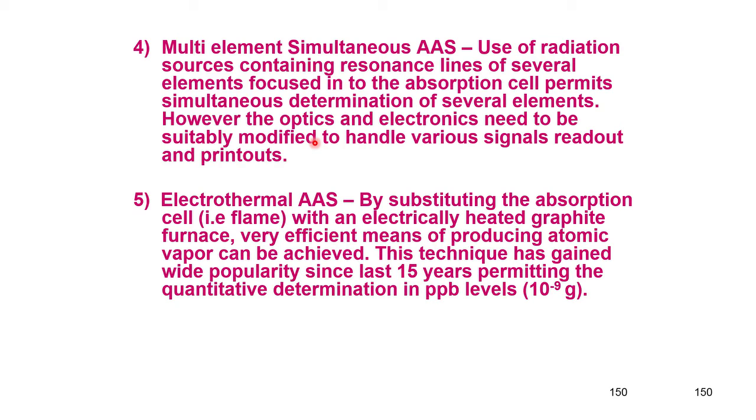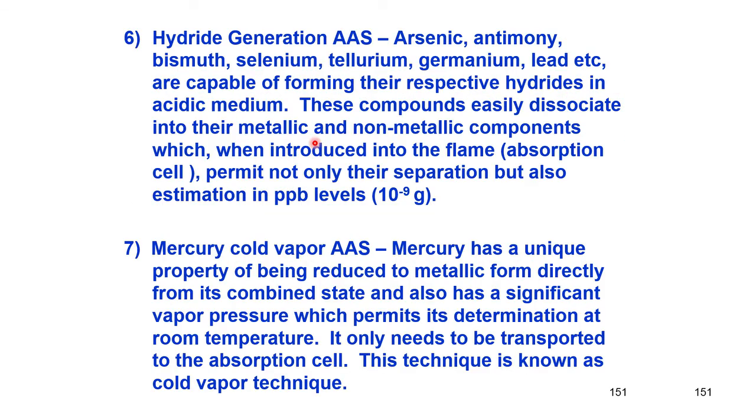This technique has gained wide popularity in the last 15 years, permitting quantitative determination at parts per billion levels. Okay. Now, this is another variation of atomic absorption. There is also another type, that is known as hydride generation atomic absorption. What happens is, you must remember that several elements form metallic hydrides: arsenic, antimony, bismuth, selenium, tellurium and germanium and lead, etc. All these elements form hydrides. So, the job is very simple. You take a sample, put a little bit of acid and then generate hydrogen. So, arsenic will form arsenic hydride, antimony will form antimony hydrides, bismuth will form bismuth hydrides, etc.